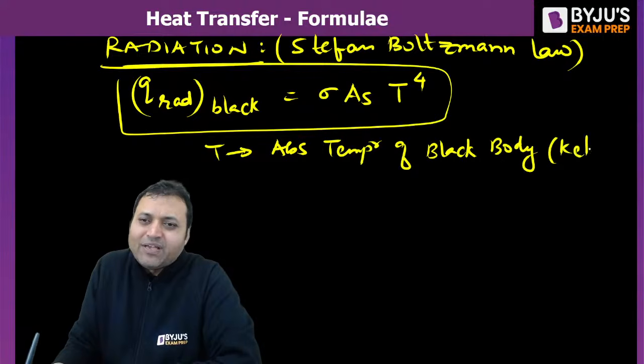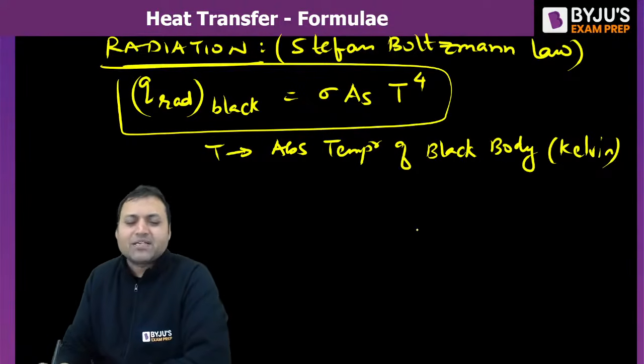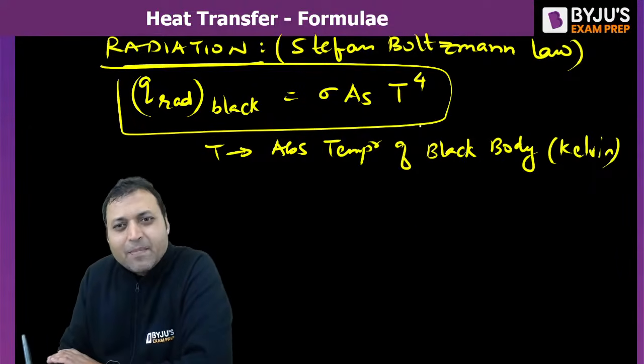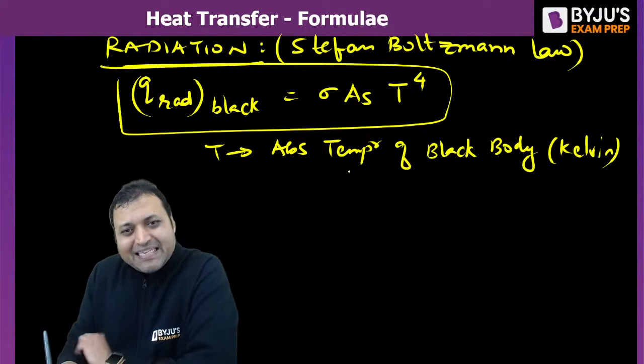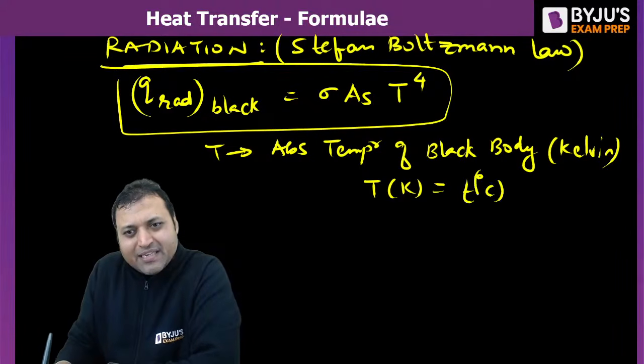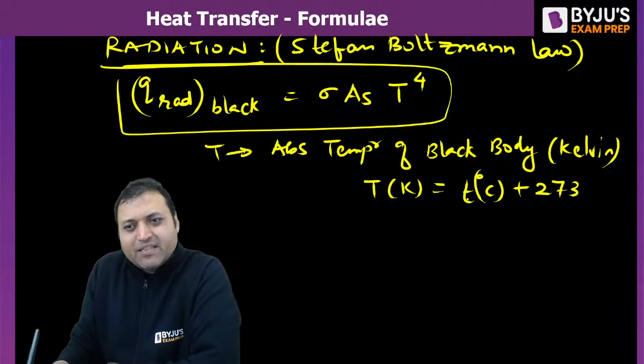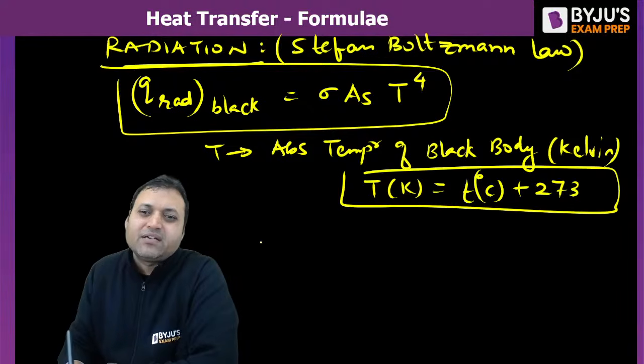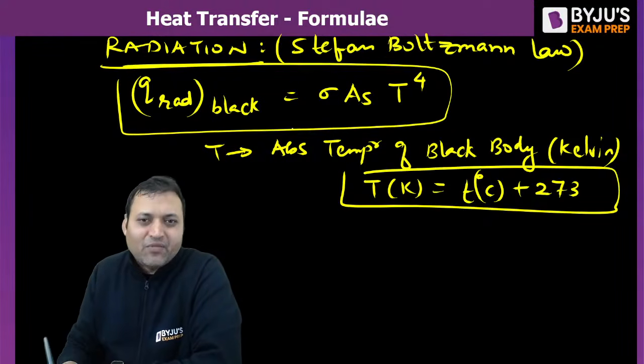It means it is always in Kelvin. The absolute temperature of the black body must be in Kelvin. When the temperature is given in degrees Celsius, the temperature in Kelvin is equal to the temperature in degrees Celsius plus 273. This is how we can convert the temperature to Kelvin.